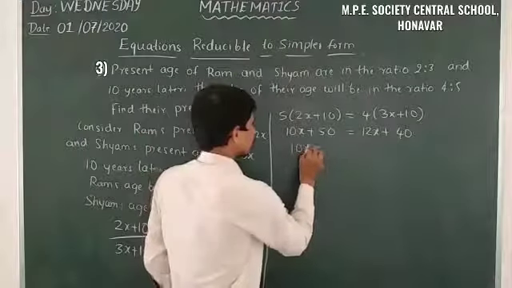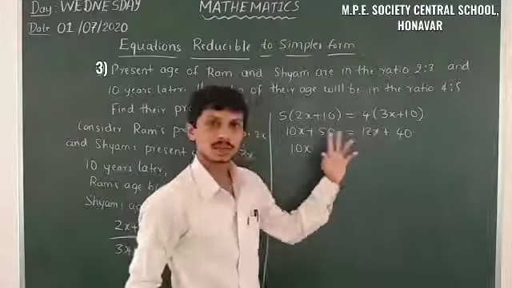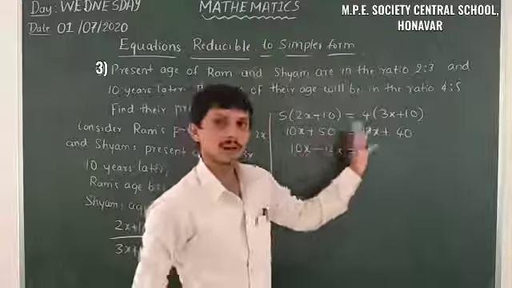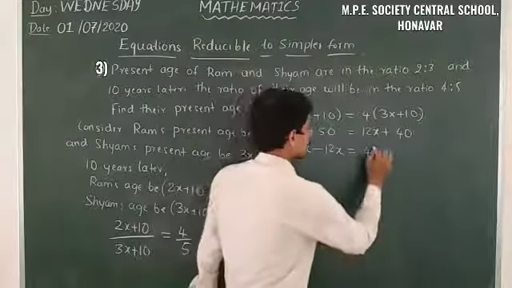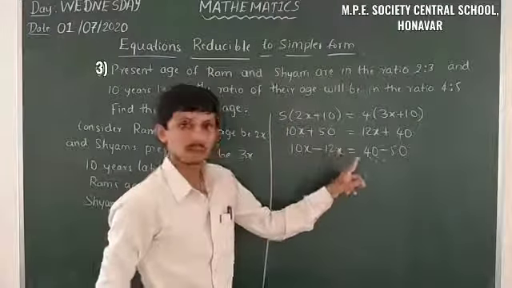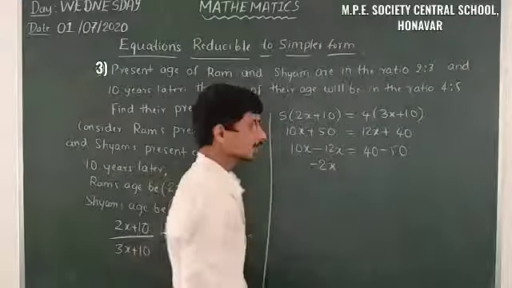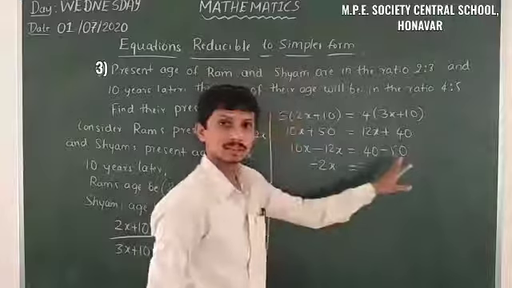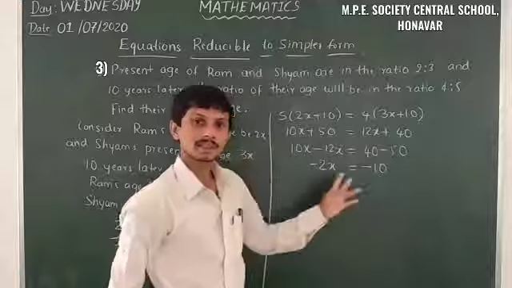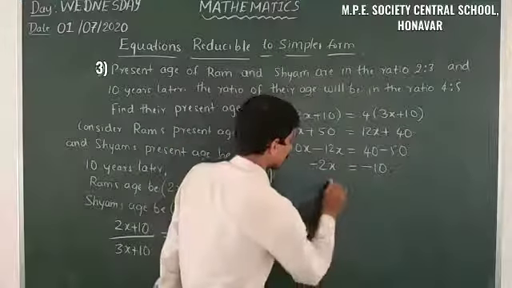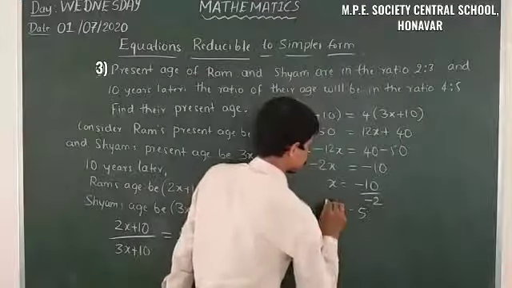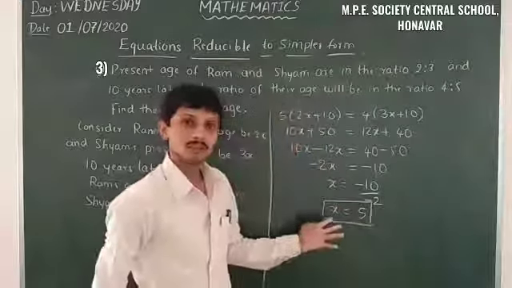That is 10x. I will transpose this 12x to the LHS side, so it becomes -12x. I will transpose this 50 to the RHS side, it becomes -50: 40 - 50. After that, what do we have? 10x - 12x is equal to -2x, which is equal to 40 - 50, which is -10. Then I will transpose -2 to the RHS side, it goes to the denominator. Then x is equal to -10 by -2, x is equal to 5. So we got the value of x.